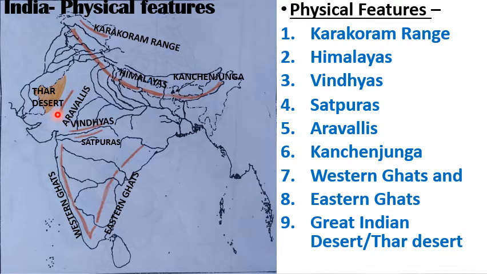Aravalis between Thar desert and river Chambal. Great Indian Desert, also known as Thar desert. Kanchenjunga is a peak, so triangle. Western Ghats, easy to mark. We will just join the source of the river till the last point, that is up to Kanyakumari. Then Eastern Ghats on the eastern side of India.